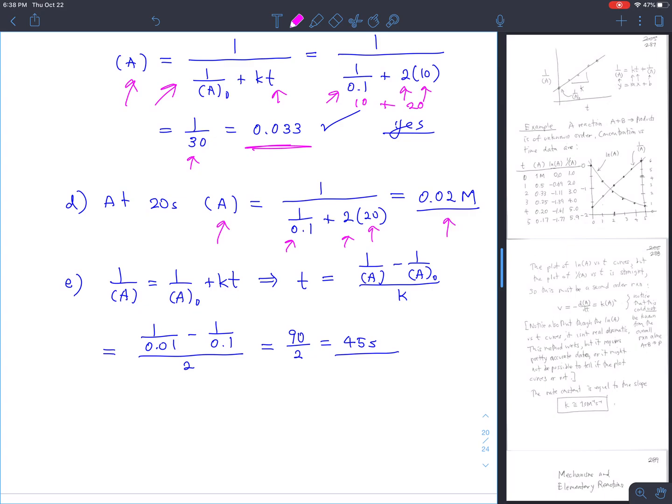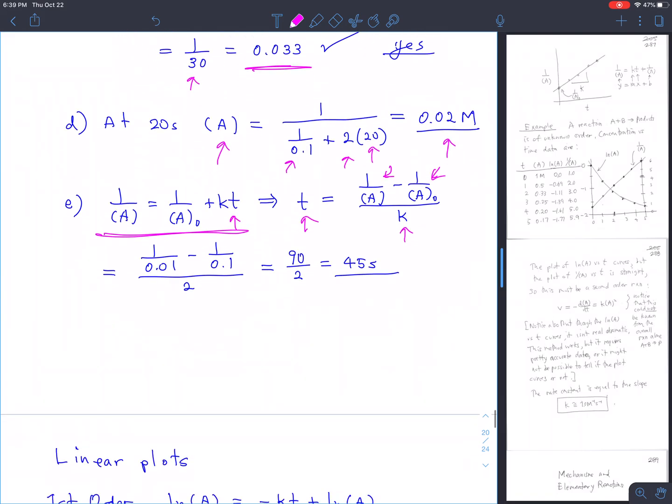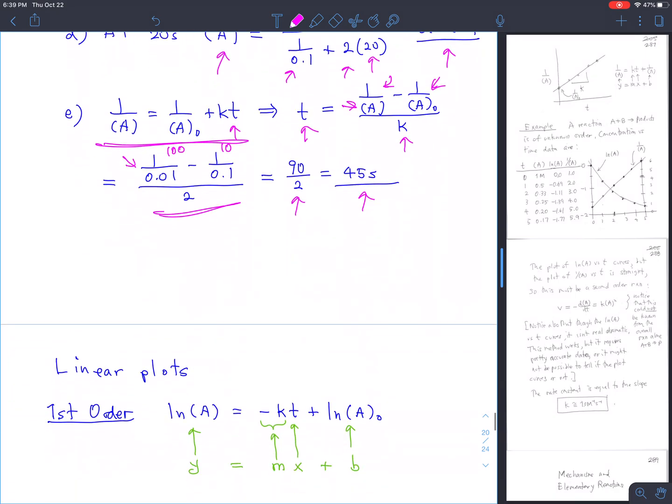And finally, how long does it take to reach 0.01 molar was the last question. So now we're solving for time here using this. And so time is equal to 1 over A minus 1 over A0 divided by k. And that's the concentration we're after, it's 0.01. And so 0.01, that's 100, right? Minus 10 is 90 divided by 2, and that's 45 seconds. Notice again that the units all work out. All right, that's the second order case.